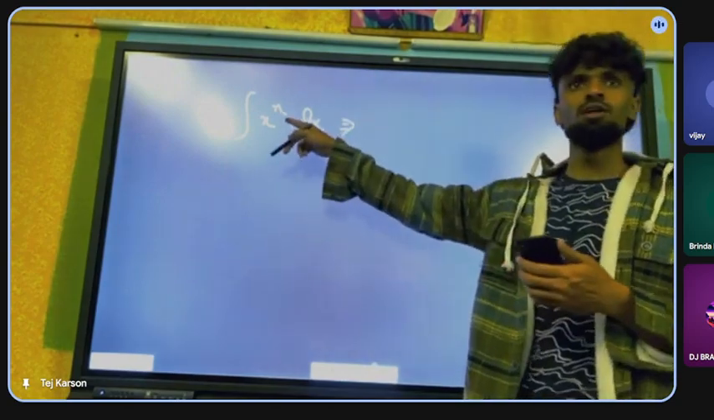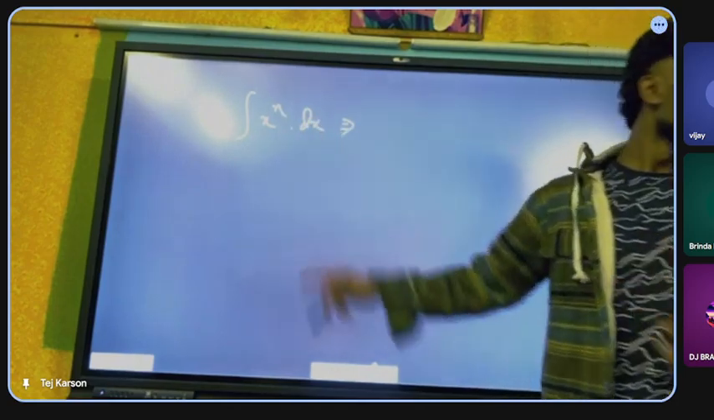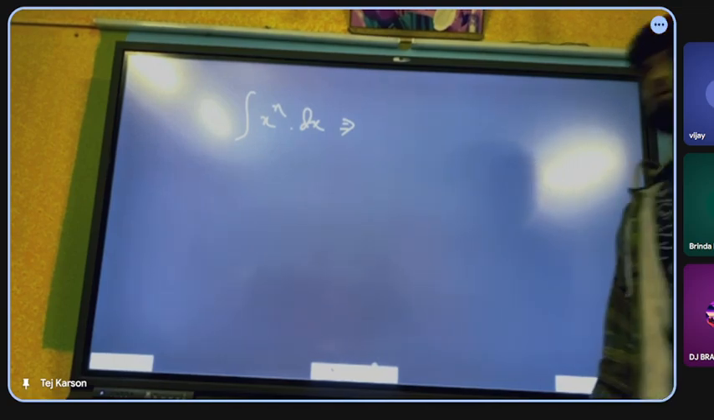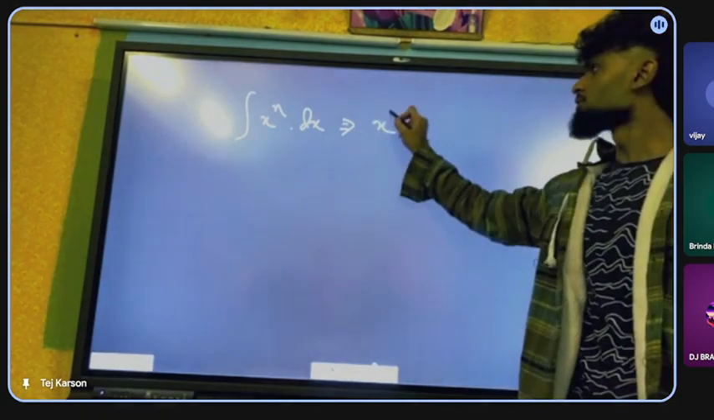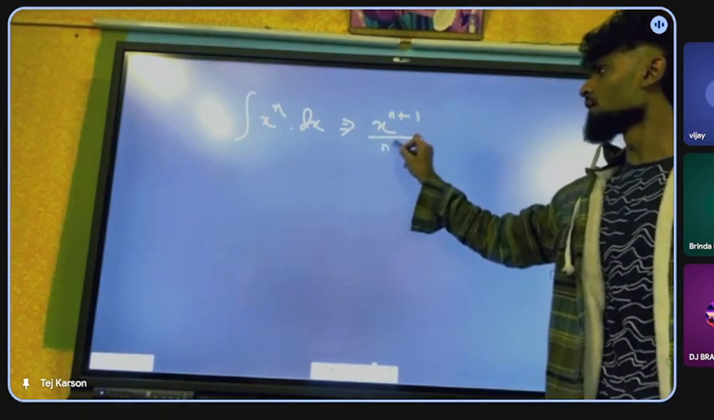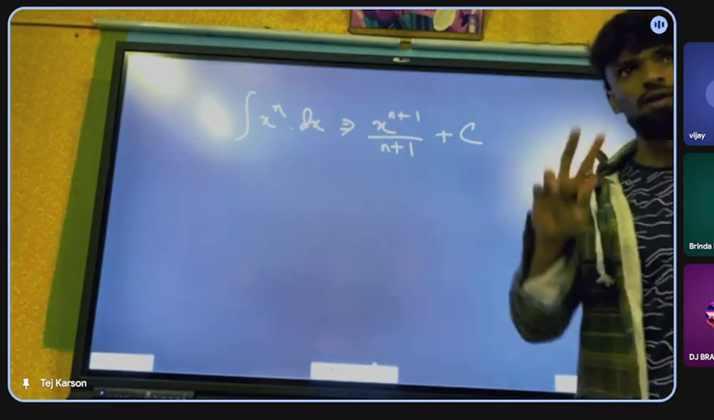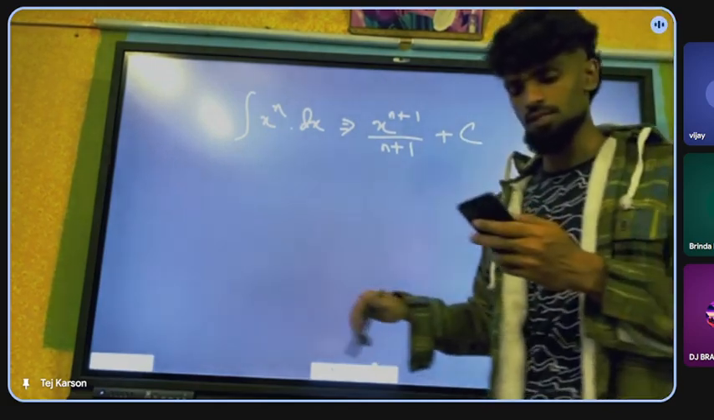Guys, what's the answer for this then? x to the power of n becomes plus 1, right? So we'll write that. x^(n+1) by n+1 plus c. The first formula. Only two will get used up most of the times. The other one is this.